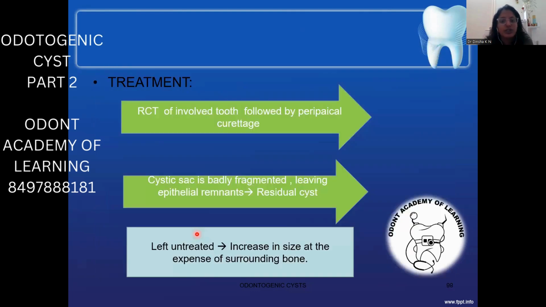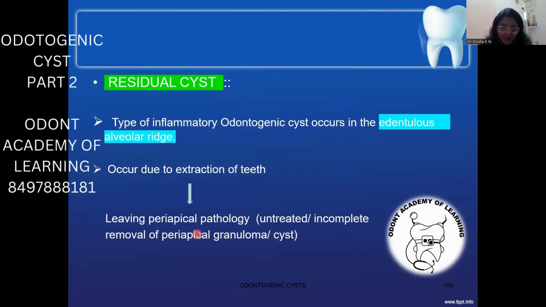Treatment is root canal treatment of the involved tooth followed by periapical curettage. If the cystic sac is badly fragmented, then remnants of epithelium can be left behind, and that can later proliferate and form another cyst even after the extraction of the tooth, which is known as a residual cyst. And if the cyst is left untreated, usually these radicular cysts will increase in size and expand at the expense of the surrounding bone.